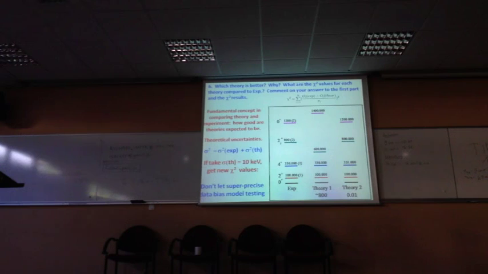And so one message here is don't let super precise data bias your model testing. That's not a message not to measure things precisely. Okay, it's great to measure things precisely, but don't let an accidentally precise value like this completely dominate the comparisons. All right. So this example had to do with what you do when faced with precise data and the idea of introducing theoretical uncertainties. And for this example, I'm just putting in 10 kilovolts for everything.